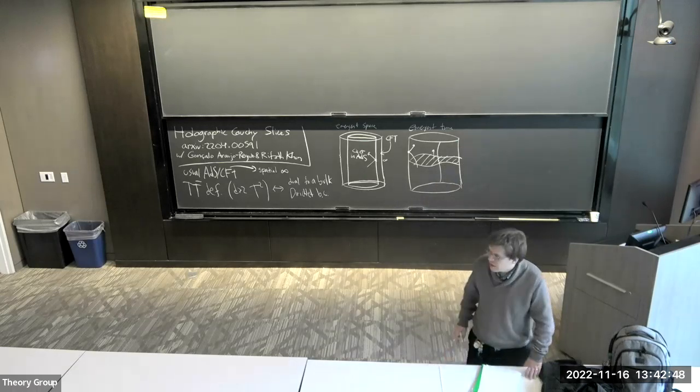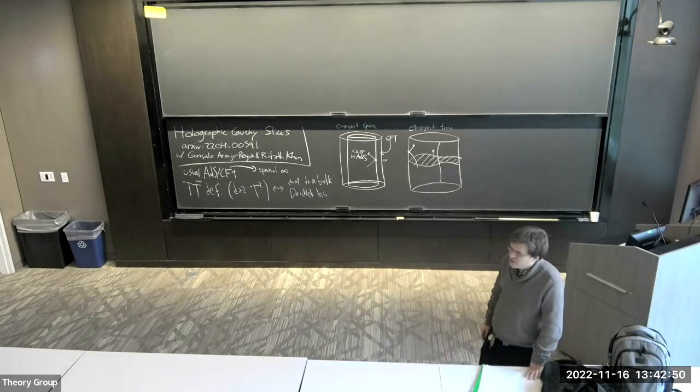When you say emergent space, are you thinking of the radial direction as being? Yeah, the radial direction. Although strictly speaking, the Kaluza-Klein dimensions are also emergent. But I don't have anything useful to say about that in this talk.